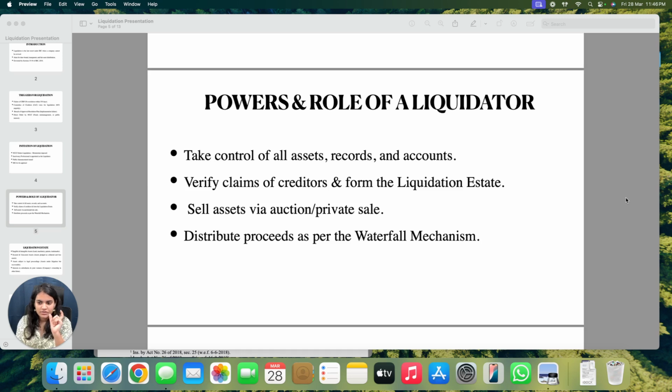Once the claims of all these creditors are collated, the liquidator may form a liquidation estate. We will see in the next portion what a liquidation estate is. So the liquidator, once the liquidation estate is constituted, he may sell the assets of the corporate debtor via either auction or a private sale, and subsequently distribute all the proceeds as per the waterfall mechanism.